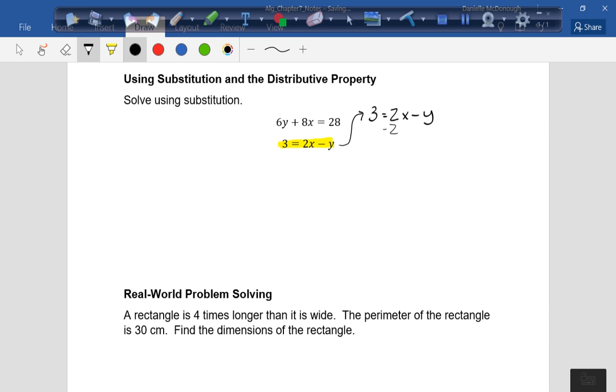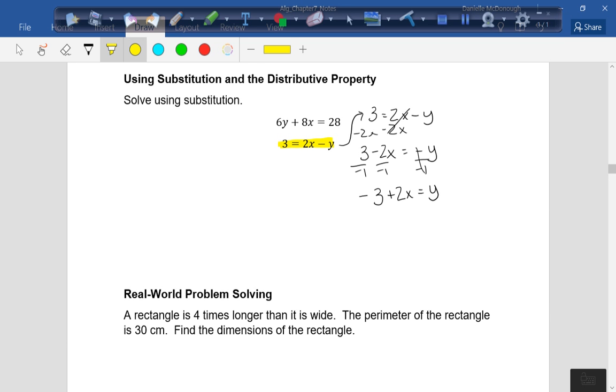So what I'm going to do is subtract 2x from both sides. Now I have 3 minus 2x equals negative y. So I'm going to divide by negative 1. I'm going to divide every single term by negative 1. So this is going to end up being negative 3 plus 2x equals y. And so now I have y is equal to negative 3 plus 2x, and I can substitute it in for that y right there.